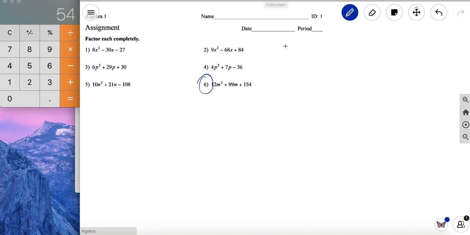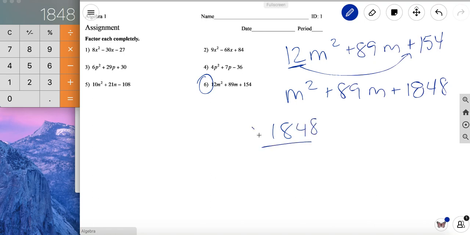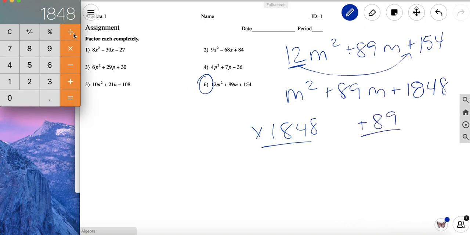So let's do 6. Okay, we got 12m squared plus 89m plus 154. Okay, so what we're going to do, we're going to swing. Okay, 12 times 154. M squared plus 89m plus 1848. Yes, big numbers. So we need to find two numbers that multiply to get me 1848, but then add to get me 89. So we're going to start doing some guess and check.